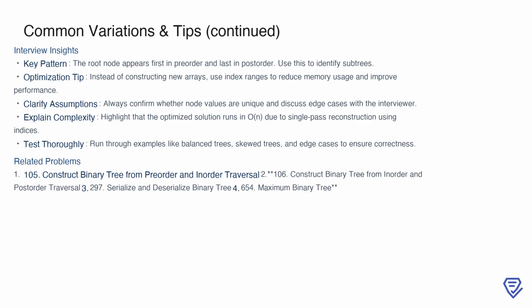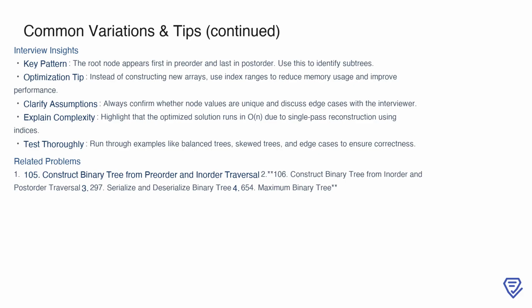One important pattern is recognizing that the root node always appears first in the preorder traversal and last in the postorder traversal. Leveraging this helps you efficiently identify the subtrees. For optimization, avoid constructing new arrays by using index ranges instead. This reduces memory usage and improves performance.